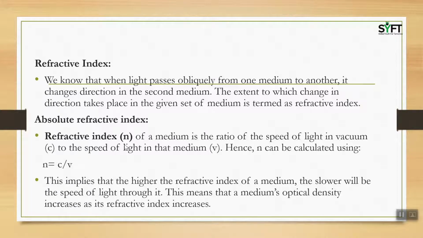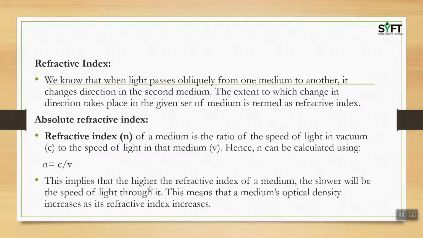The refractive index of a medium, denoted by n, is the ratio of the speed of light in vacuum to the speed of light in that medium. Hence, n can be calculated using n = c/v, where c is the speed of light in a vacuum and v is the speed of light in that medium. So now you got clear how we can calculate absolute refractive index?